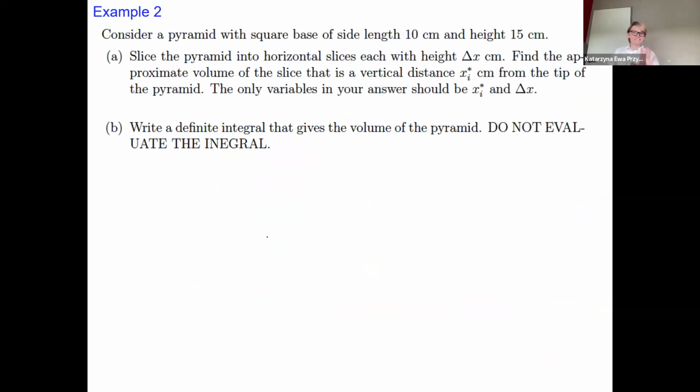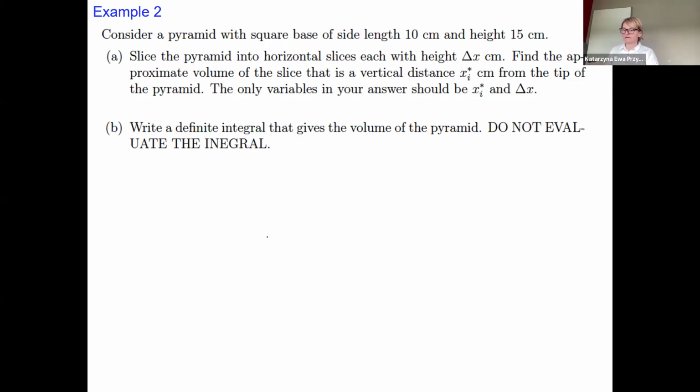Okay, that's the same thing. Now we have no picture now. Consider the pyramid with a square base, of side length 10 centimeters and the height 15. Part A, slice the pyramid into horizontal slices, each with the height delta x. Now it's maybe a little bit different because we're still slicing theoretically the y-axis, but we will label everything x. It's still okay, because we're not exactly in the xy plane and we're not using directly a formula of the function.